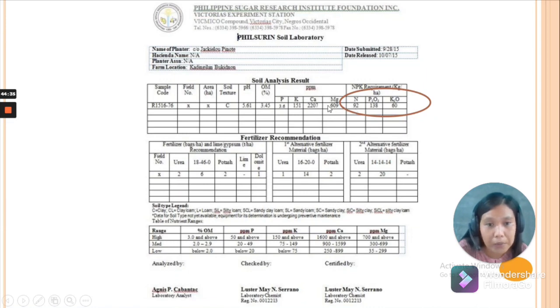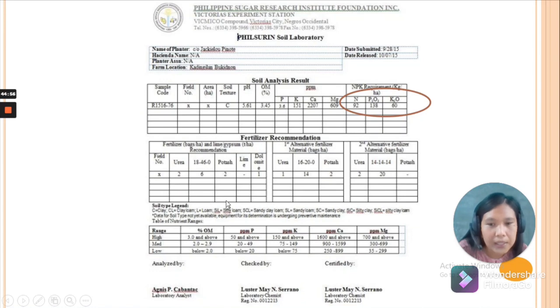This is the available, recommended rates. And there are also options given. You have here, here, and here. Then, if the class is, 6 bags of 18-46-0, urea 16-20, 14 bags, 20 bags of 14-14-14.